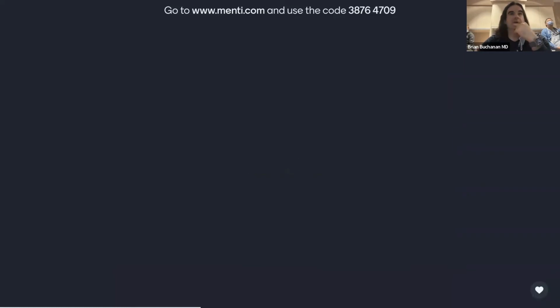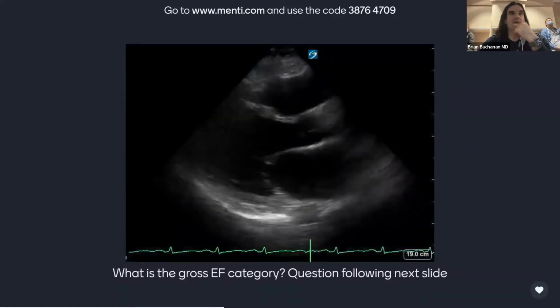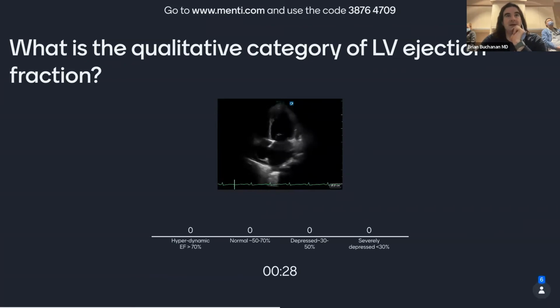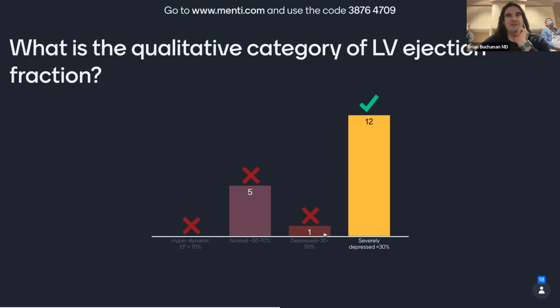Case 2. What is the gross EF category? What is the qualitative category of this particular heart? Hyperdynamic, normal, depressed, or severely depressed? Most said severely depressed, some said depressed, and some said normal.